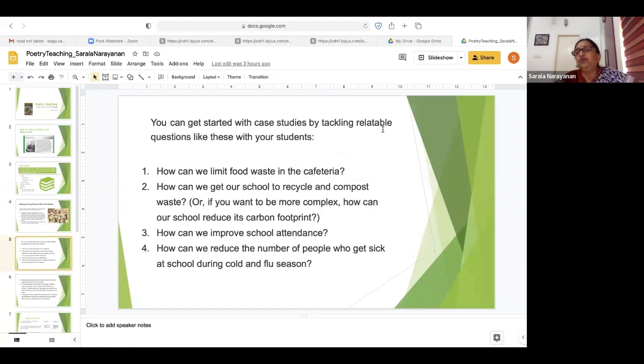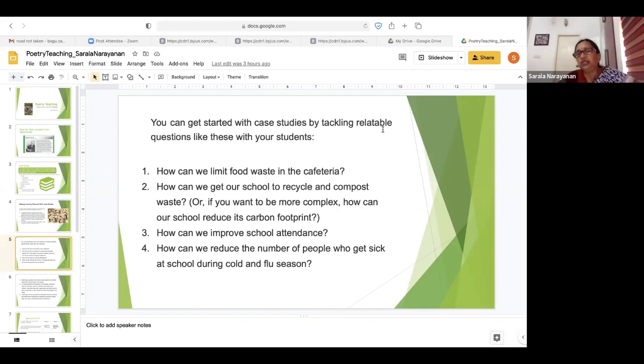How can we limit food waste in the cafeteria? How can we get our school to recycle the compost waste? Or how can we improve school attendance? But here, everywhere, the teacher's role is very important. We can give them these as projects, but we have to pitch in some ideas for them and give them our feedback, so that they go along those lines.